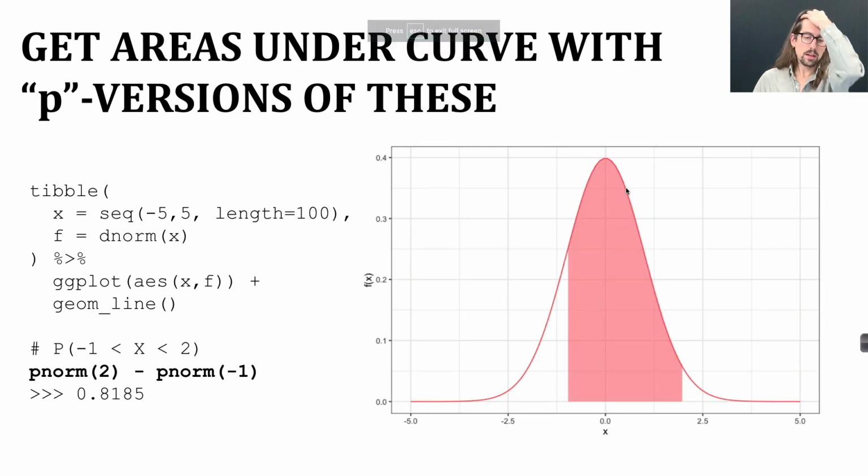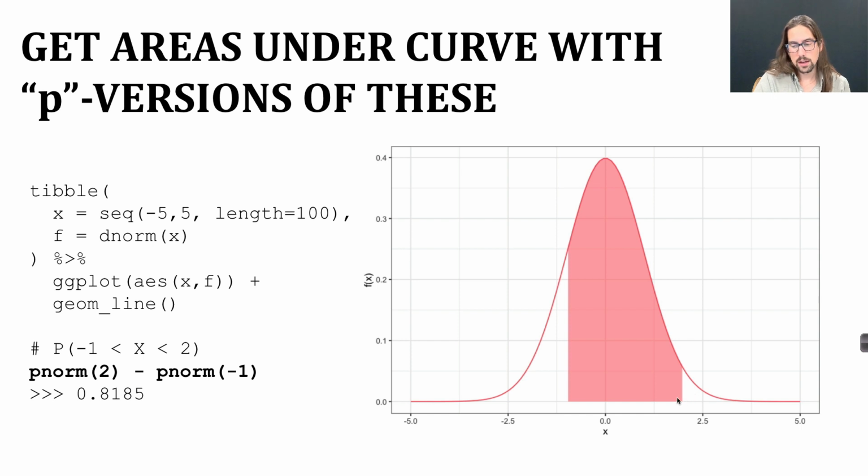You can also calculate using R. There's an easy way to get the area under the curve. You have to use these p functions corresponding to the d functions. So p stands for probability because you use them to calculate probabilities. For example, if I want the probability that x is between -1 and 2, I know geometrically or graphically that corresponds to calculating the area under the curve between -1 and 2.